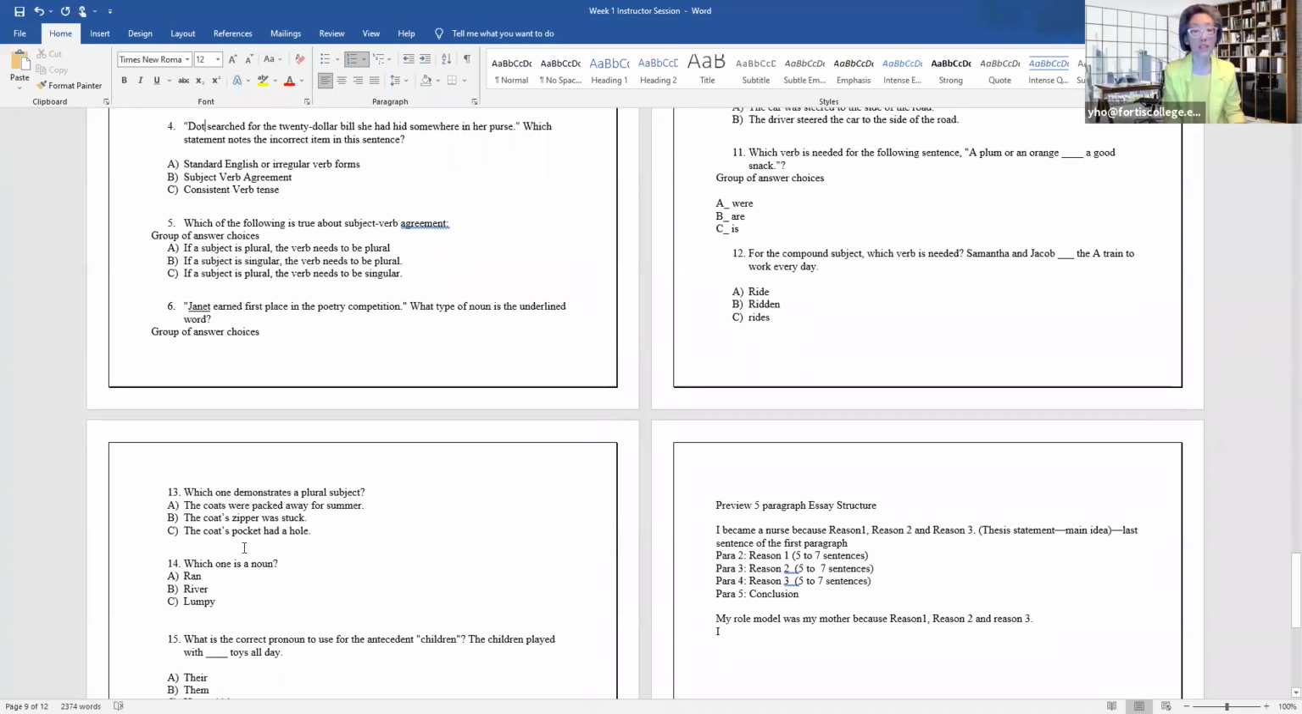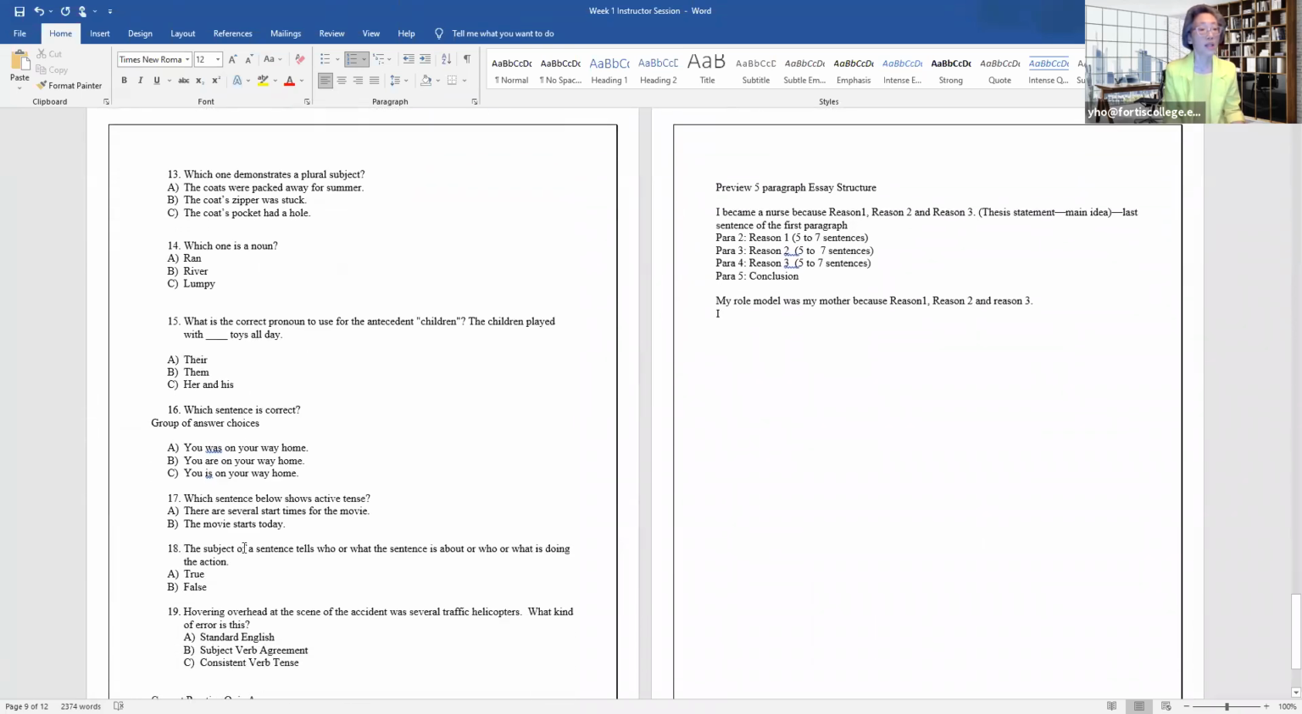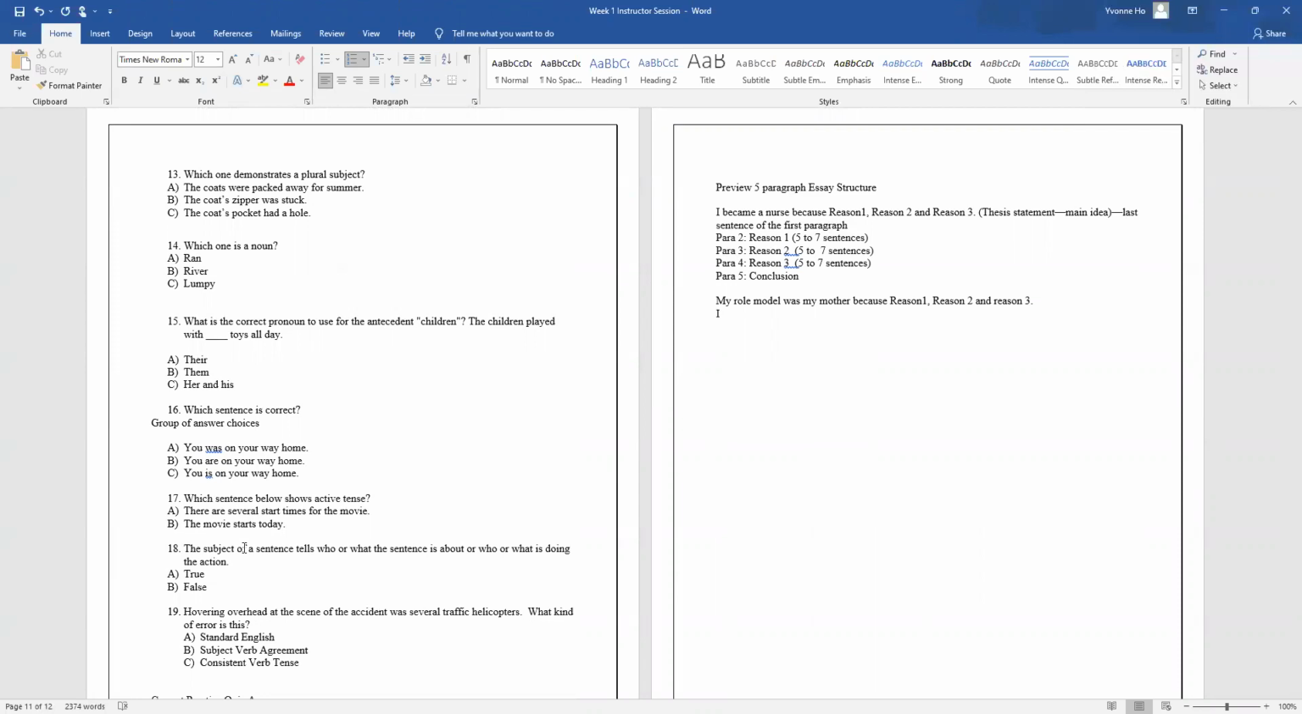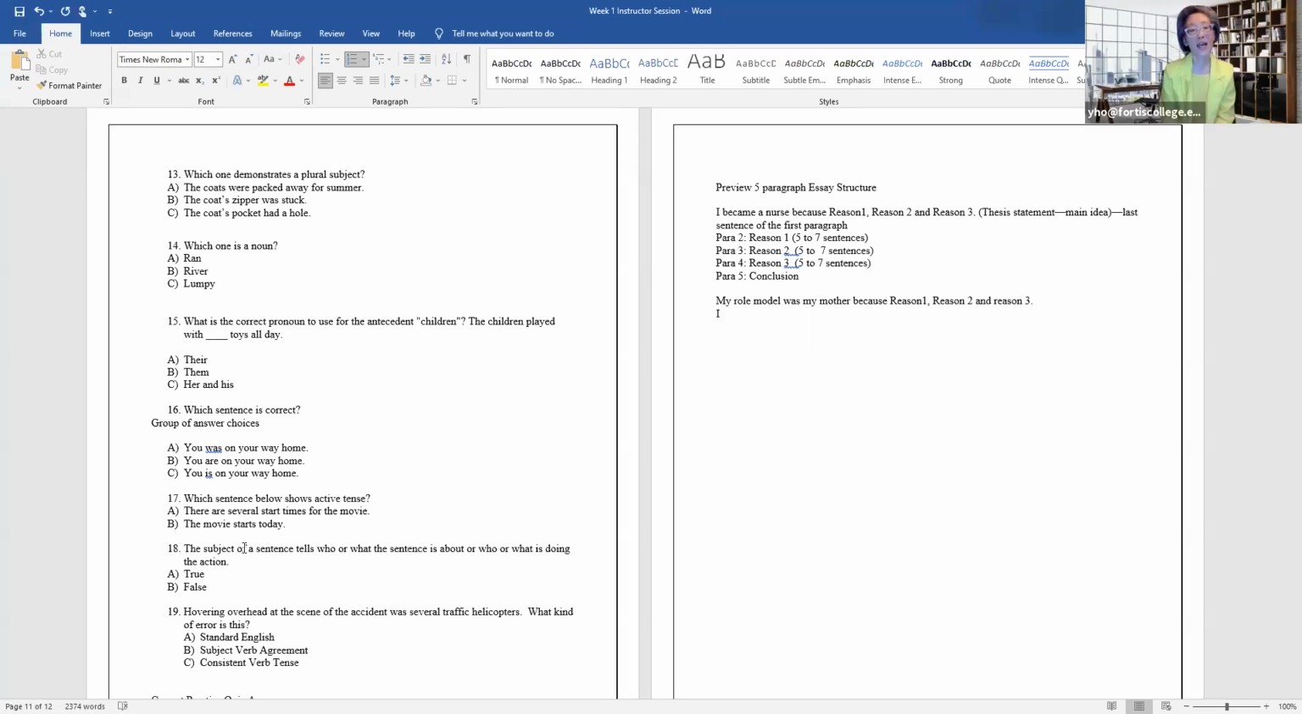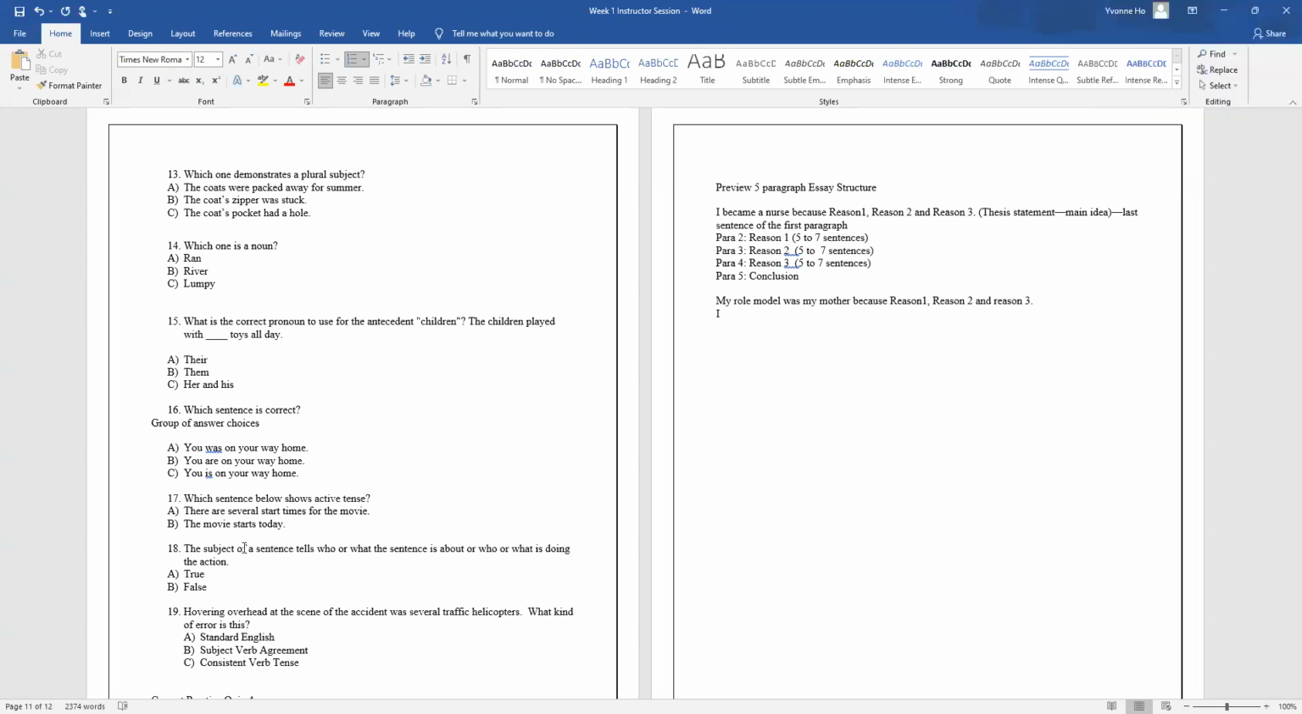Which demonstrates a plural subject? The coats, coats, or coats? A, B, or C? Ashley, sorry. It should be A. Excellent. And Andy, which one is a noun? Ran, river, or lumpy? River.